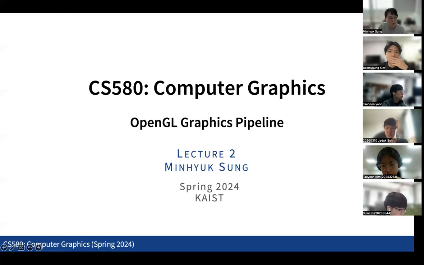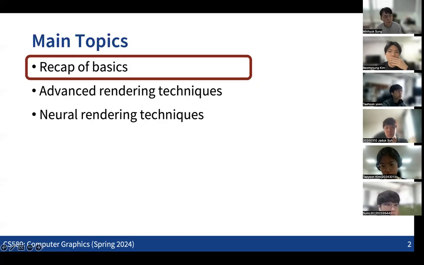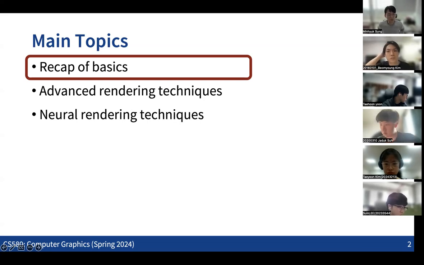Last time, I gave a quick introduction about the course, and I mentioned that we're going to have three major parts. First, we're going to recap some of the basics of the computer graphics pipeline, and then we're going to discuss more advanced rendering techniques, and then we're also going to discuss some basic ideas about neural rendering techniques. For today and also for the next week, we're going to discuss the basics of the graphics pipeline, and then we're going to move on to ray tracing based techniques.